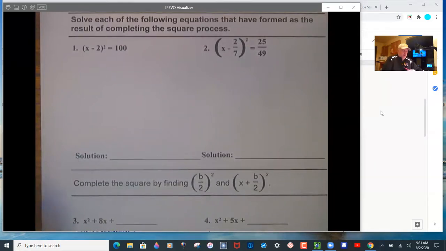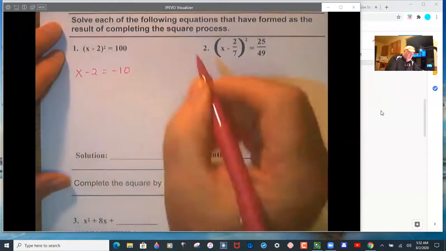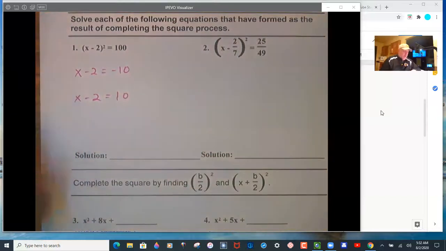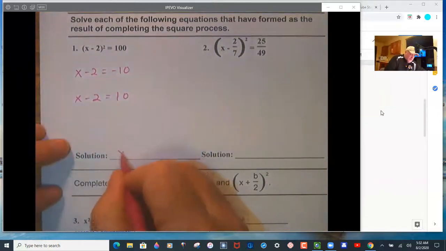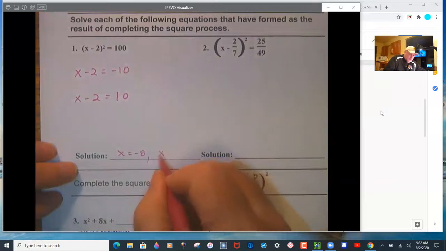So you are square rooting both sides, and then solving those. So add 2, and that gives you -8. Add 2, and that gives you 12.